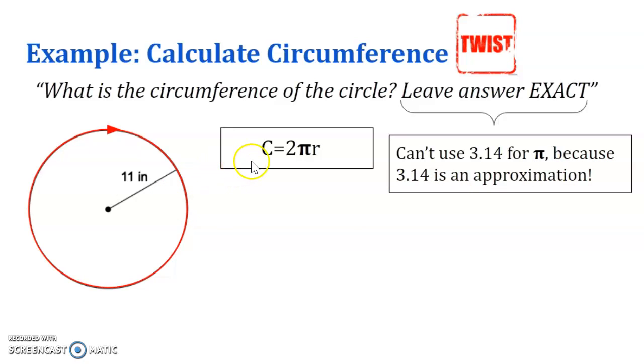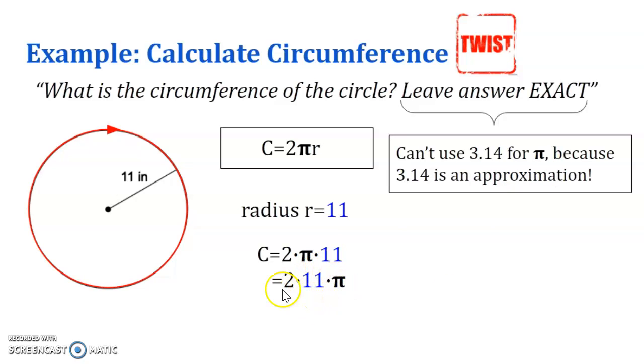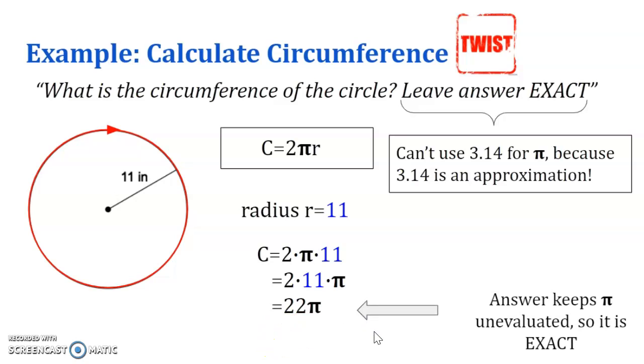And so circumference is 2 pi r. The radius is 11, so that means it's going to be 2 times pi times 11. If you see pi as an irrational constant, to leave it exact means you leave it in terms of pi. So you can multiply 2 times 11, and that leaves us with 22 pi. The answer keeps pi unevaluated, so it is exact.